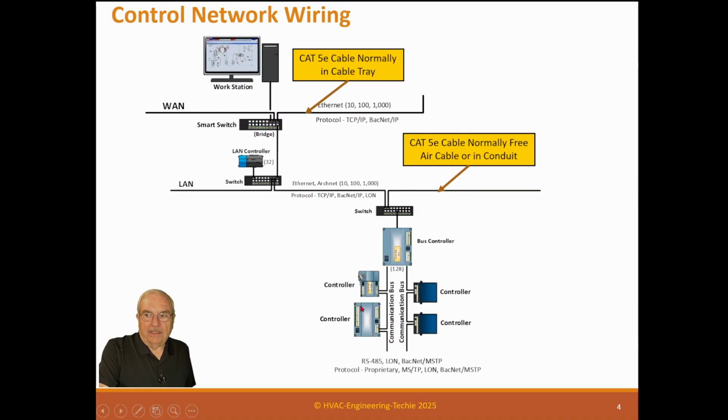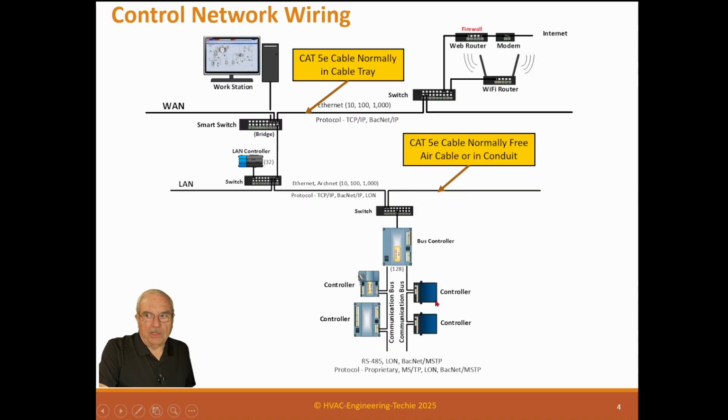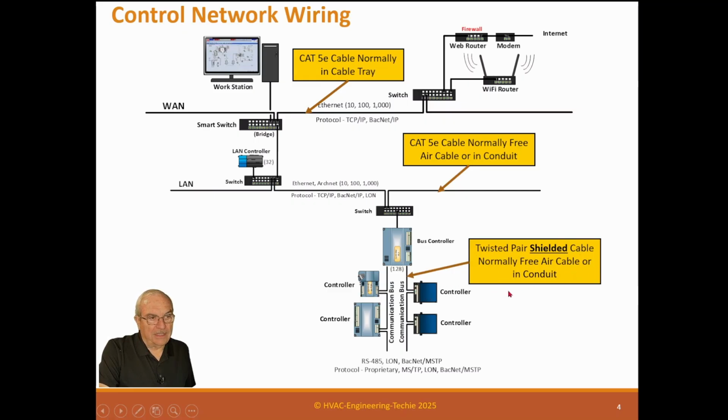Now, down below we have these buses, and normally these buses are twisted pair shielded cable, normally free air cable or in conduit, depending on where it's going. If it's going to something that's exposed, like a chiller plant or an outdoor chiller or an outdoor air handler, then it'll be in conduit. Otherwise, if it's in the ceiling space, it may actually be free air cable.